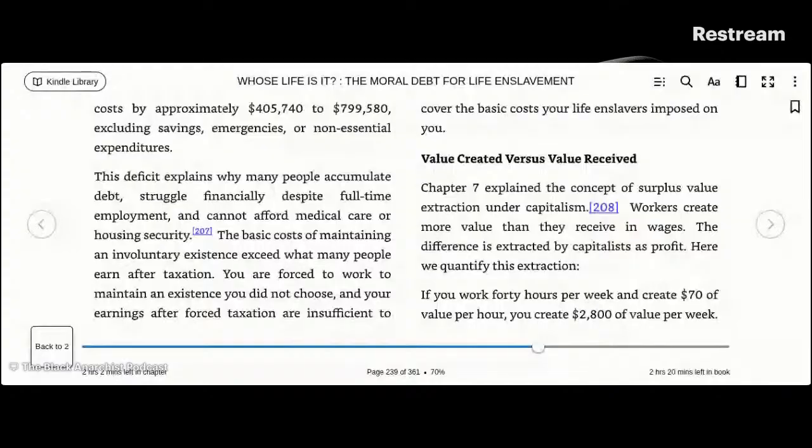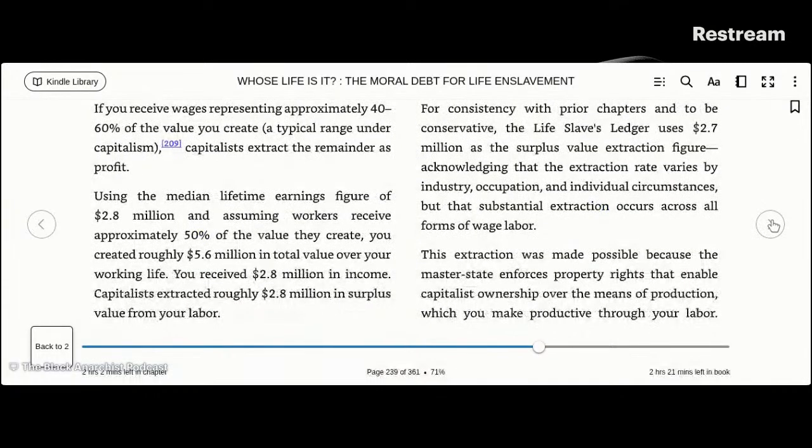Chapter 7 explains the concept of surplus value extraction under capitalism. Workers create more value than they receive in wages. The difference is extracted by capitalists as profit. Here we quantify this extraction. If you work 40 hours per week and create $70 of value per hour, you generate $2,800 of value per week. If you receive wages representing 40 to 60% of the value you generate, capitalists extract the remainder as profit.